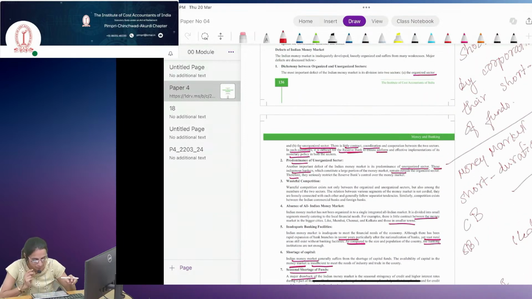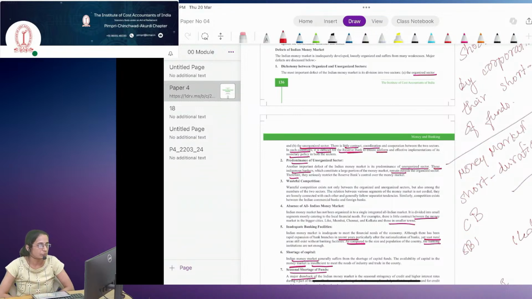Now we will see wasteful competition. Wasteful competition exists not only between the organized and unorganized sector, but also among the members of the two sectors. The relation between various segments of the money market is not cordial. They are loosely connected with each other and follow separatist tendencies. Similarly, competition exists between Indian commercial banks and foreign banks.